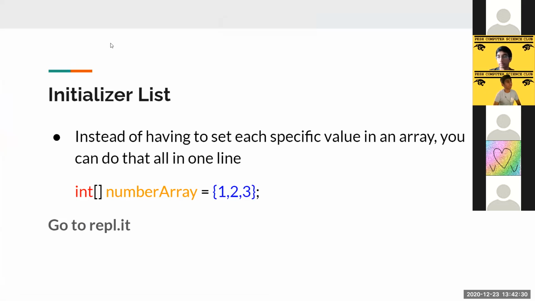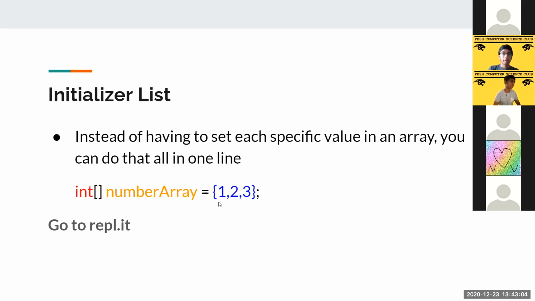So in arrays, you can use something called an initializer list. Instead of having to retrieve and adjust the value of each specific index in an array, you can do it all in one line. Here you have int number array, then an equal sign, and then curly brackets. If you remember those from the if statements and the for loops, you use curly brackets to initialize the values of the array.